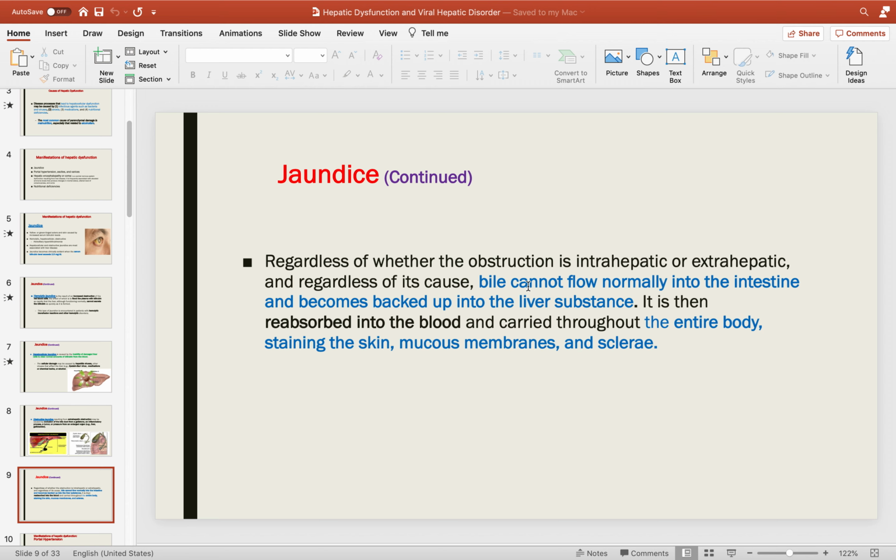Also, regardless of whether the obstruction is intrahepatic or extrahepatic, the bile cannot flow normally into the intestine and becomes packed into the liver substance. It is then reabsorbed into the blood and carried throughout the entire body, staining the skin, mucous membrane, and sclera.